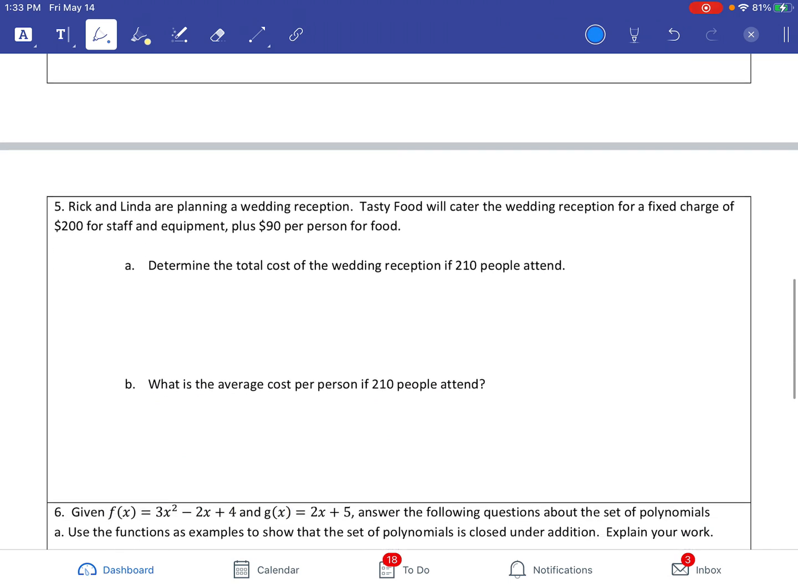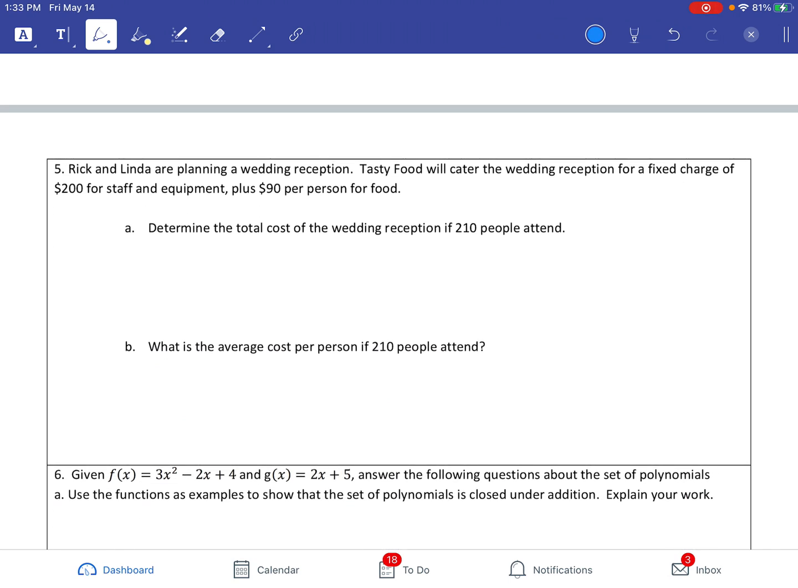Okay, Rick and Linda are planning a wedding reception. Tasty Food will cater the wedding reception for a fixed charge of $200 for staff and equipment, plus $90 per person for food. I'm going to determine the total cost if 210 people attend. So it is $90 per person for food. There are 210 people. There's a fixed charge of $200 for the staff and stuff. So we put in our handy dandy calculator, 90 times 210 plus 200 is a lot of money. 19,100.